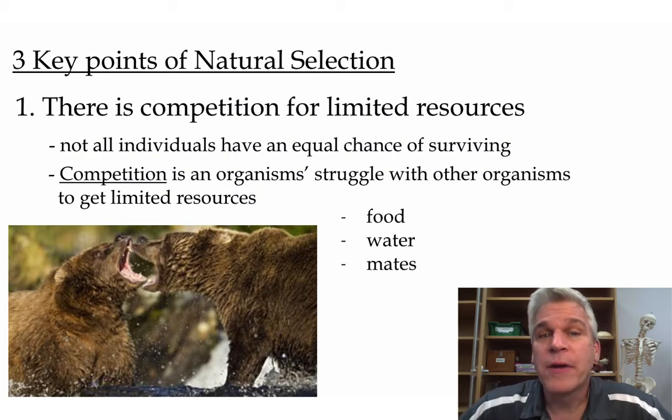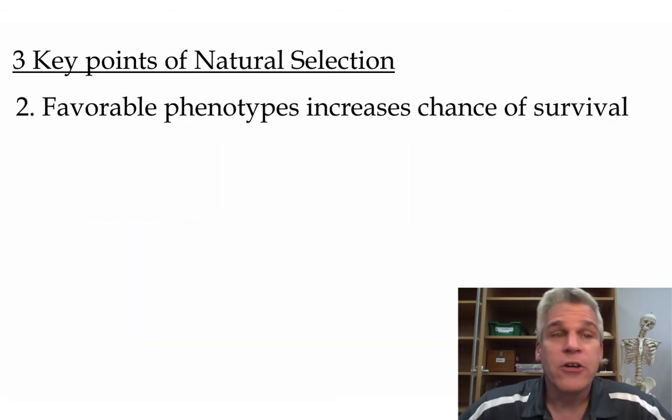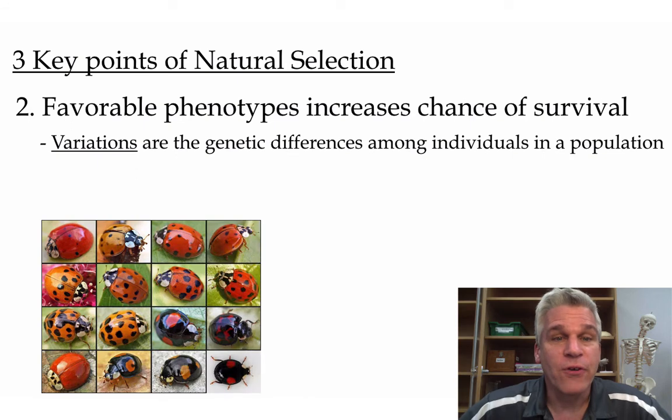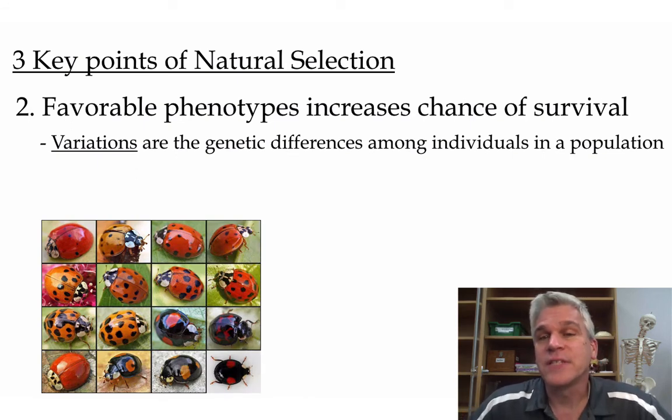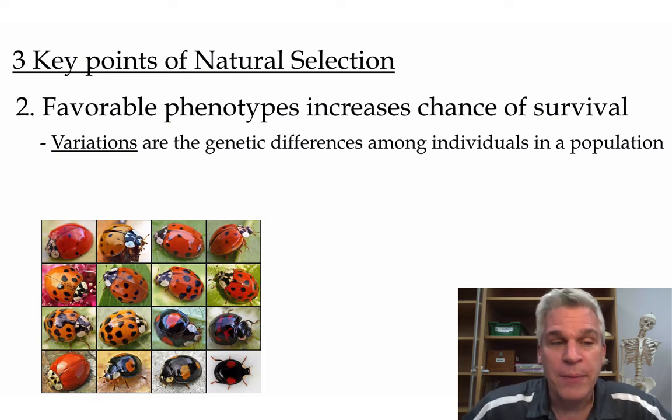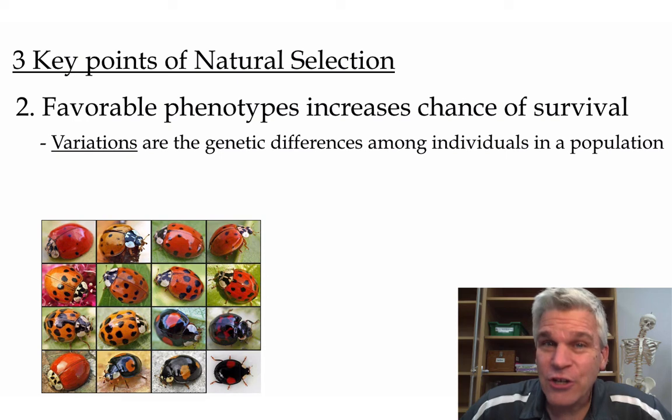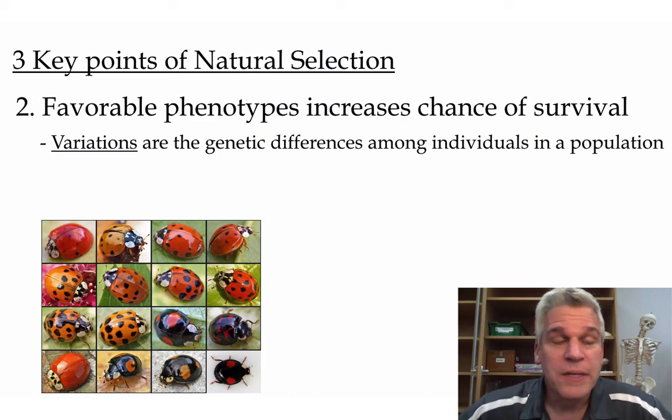What's going to give them a better chance at competing? Well, it could be their favorable phenotypes that can increase their chance of survival. This is what we refer to as variations. These are genetic differences among individuals in a population. So, for example, here we see some ladybugs. They are actually all the same species of ladybugs. They just have some variations that make one different from another. And why would they be different? It's based on where they're living.